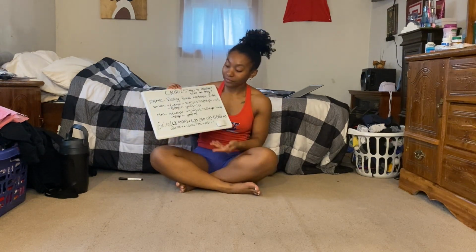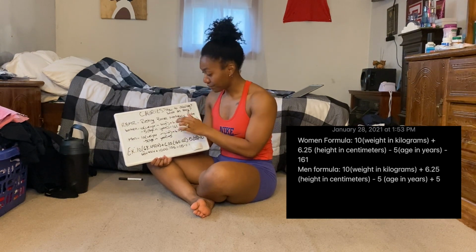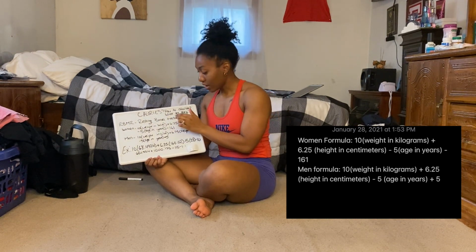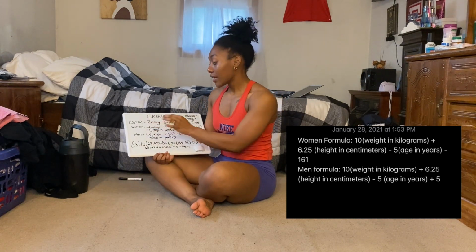So for women, hopefully you can see this. I'm also going to put it up here somewhere, just in case. For women, it's going to be 10 multiplied by your weight in kilograms. All you have to do is look up how many pounds you are and convert it to kilograms, or kilos. It might say kg, same thing. Then you're going to add 6.25 multiplied by your height in centimeters. Then you're going to subtract 5 multiplied by your age in years, minus 161.